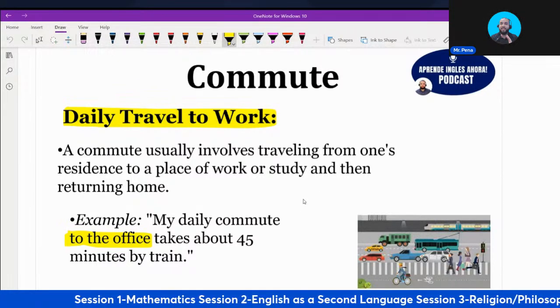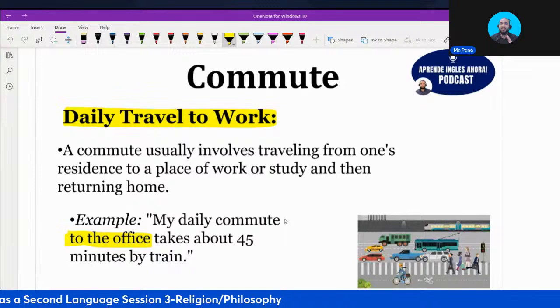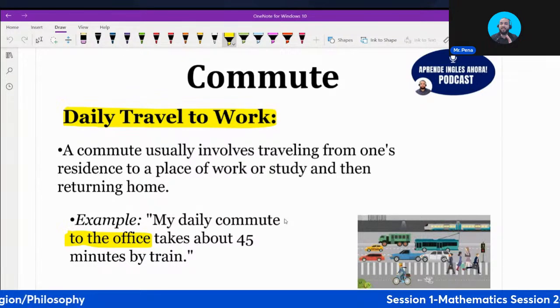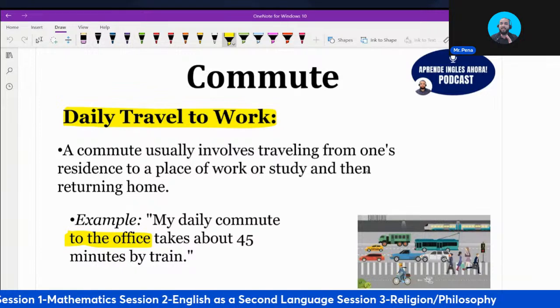How is your commute? Is your commute in a car? Is your commute on a plane? Do you commute every day in a car? So on and so forth.